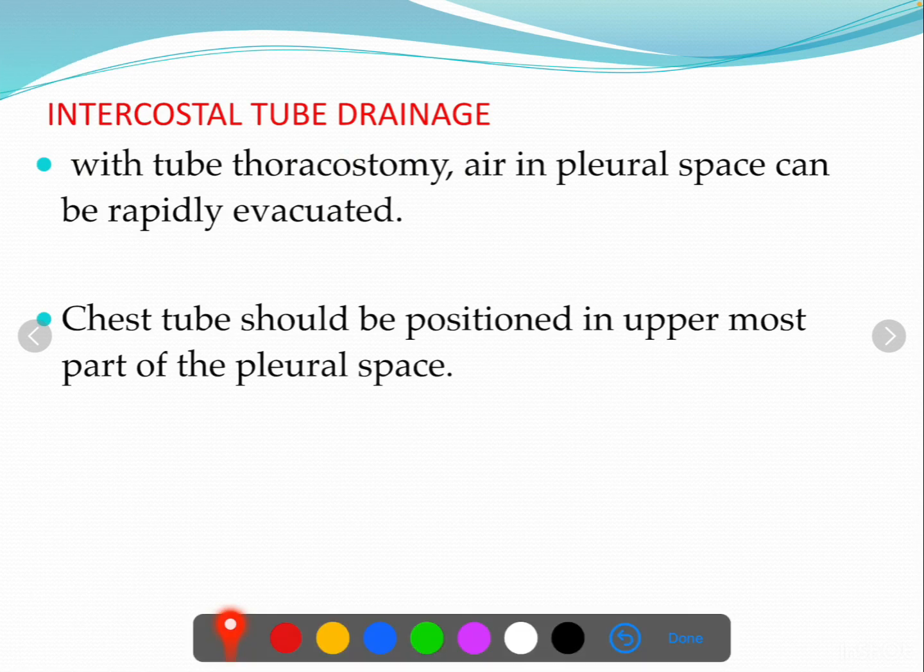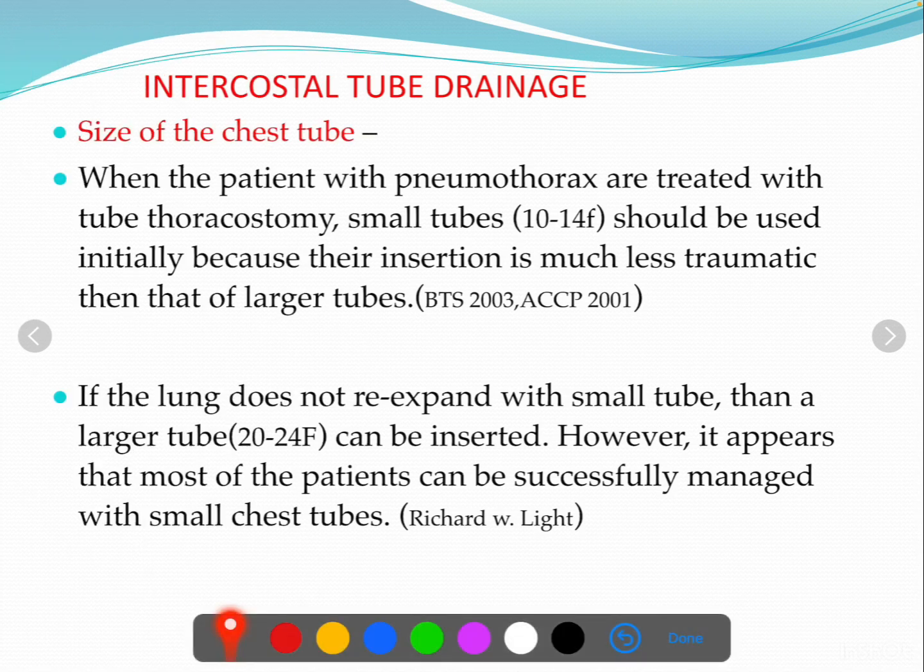With tube thoracostomy, air in the pleural space can be rapidly evacuated, and the chest tube should be positioned in the uppermost part of the pleural space. What should be the size of the chest tube when a patient with pneumothorax is treated with tube thoracostomy? A small tube, 10 to 14 French, should be used initially because insertion is much less traumatic than that of larger tubes. So we should put small tubes. If the lung does not re-expand with small tubes, then a larger tube of 20 to 24 French can be inserted.